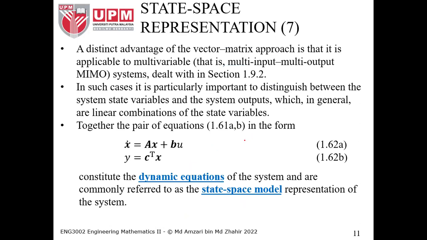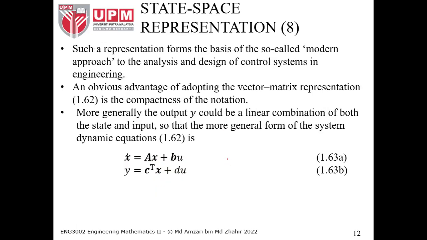The advantage of the vector matrix approach is that the application is multivariable, that is, a multi-input, multi-output system, which we will deal with in the next section. In this case, it is particularly important to distinguish between the system state variables and the system output, which is generally a linear combination of the states. So together, the equations 1.6a and b, we can see that x dot equals Ax plus Bu, and y equals c transpose x, which is a dynamic equation commonly referred to as a state space model representation of systems.